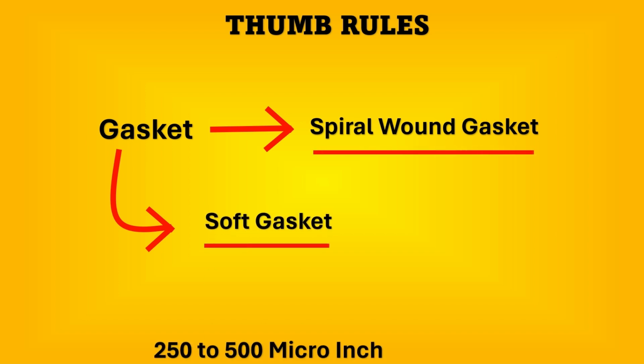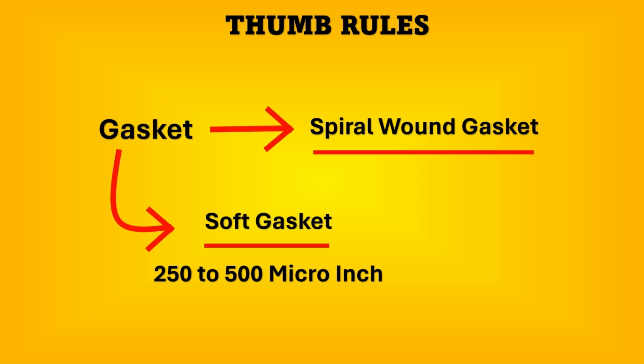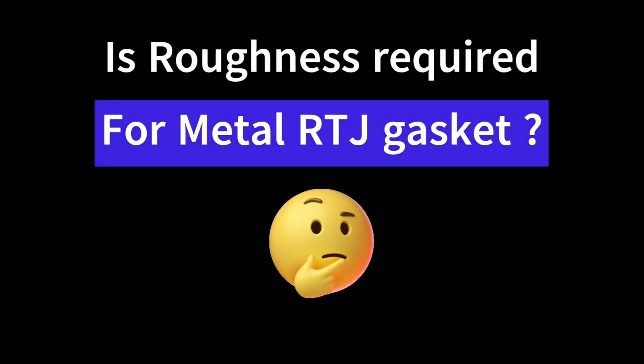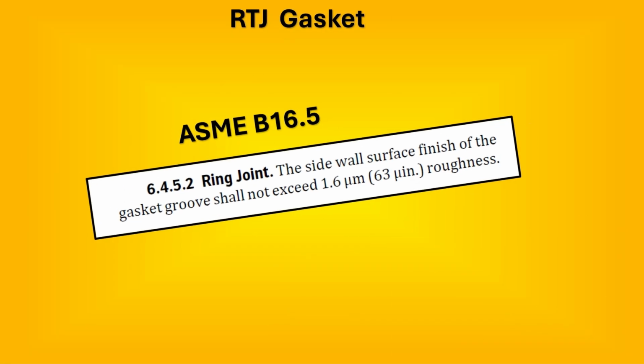Now let us take for example a soft gasket. In a soft gasket, the roughness required is generally between 250 to 500 micro inches, and for a spiral wound gasket it is between 125 to 250 micro inches. And further, can you tell me, is this roughness also required for a metal gasket in RTJ? The answer to it is yes, it is required.